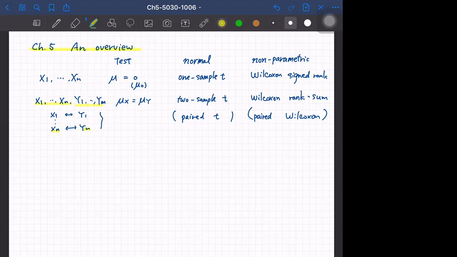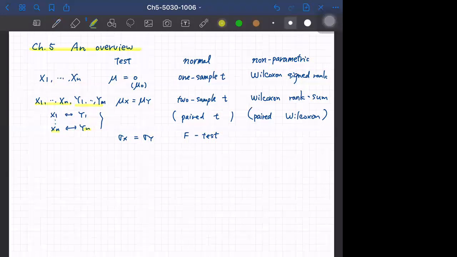And we also discuss, when we have two samples, whether sigma x is equal to sigma y. This is the test for variance, and we discuss the F-test. As for a non-parametric version, we don't really discuss this in this chapter. So this is an overview of chapter 5.